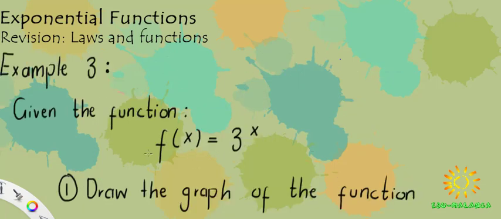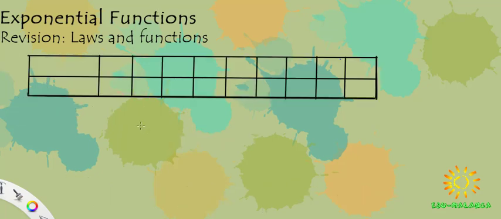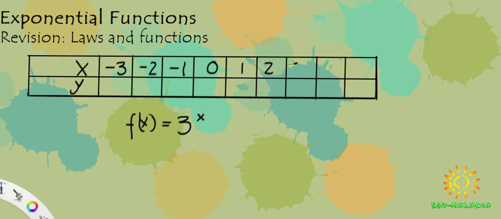Let's get started. First, we'll draw the graph of f of x is equal to 3 to the power of x, as we've been asked to do in question 1. Let's rewrite the function here. F of x is equal to 3 to the power of x. We're going to have the values of the domain, x values here, and then we're going to have the values of the range over here. We'll start from negative 3, negative 2, negative 1, 0, 1, 2, and 3.